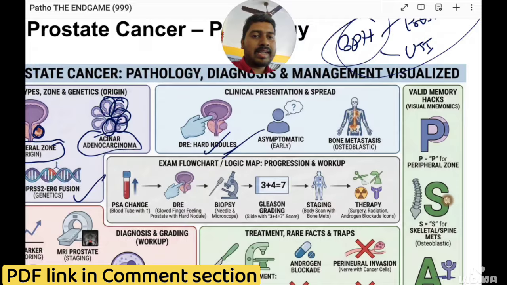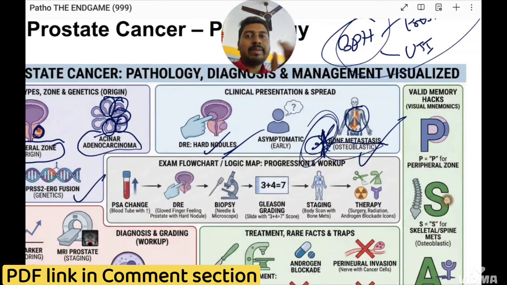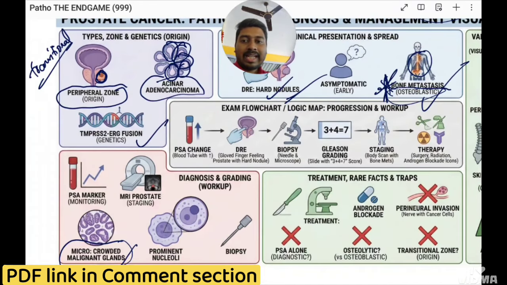Okay, in prostate cancer, and very important in advanced prostatic cancer, there will be metastasis to the bone. Remember, bone metastasis, and these are not osteolytic lesions, these are osteoblastic lesions. This is a very important NEET PG PYQ because everyone will get it wrong here. Everyone will think it is an osteolytic lesion.